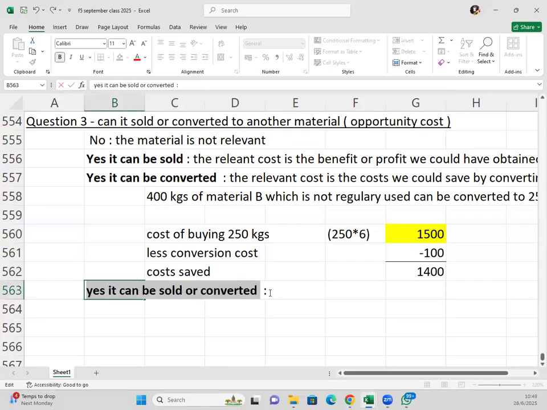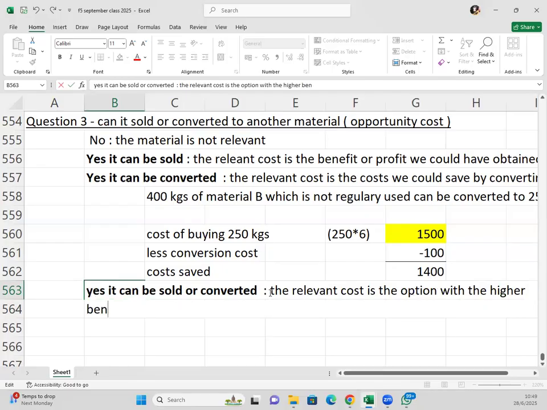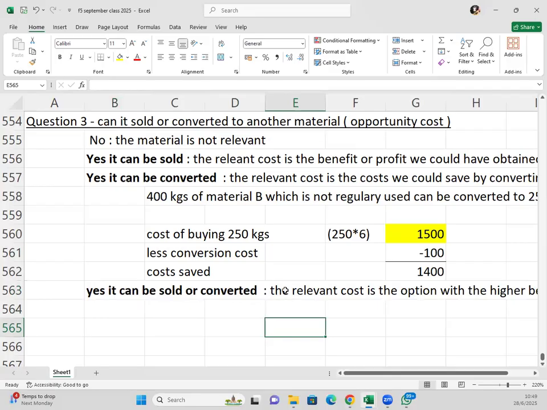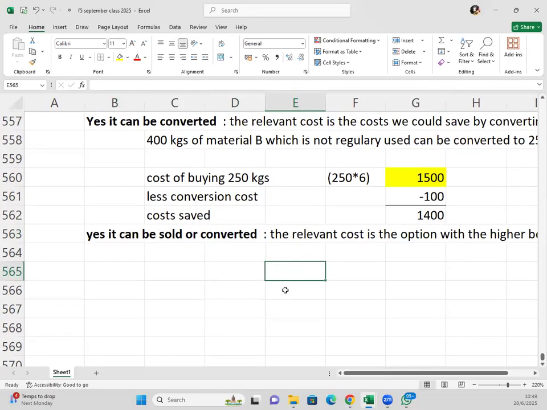So the relevant cost is the option with the higher benefit. Now, example.